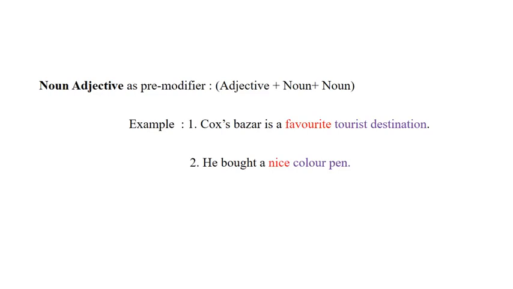nouns. In the second sentence, he bought a nice color pen. Here, the word "nice" is an adjective and the words "color" and "pen" are two nouns. Here, the adjective "nice" is used before two separate nouns, "color" and "pen", and it modifies the nouns. So, it is used as a noun adjective here.